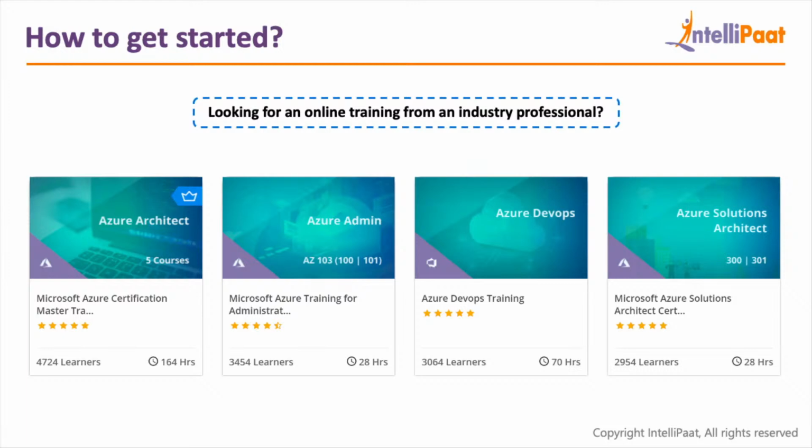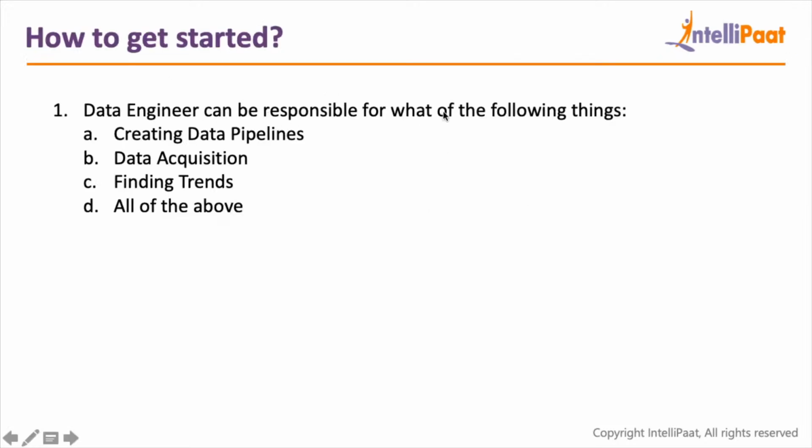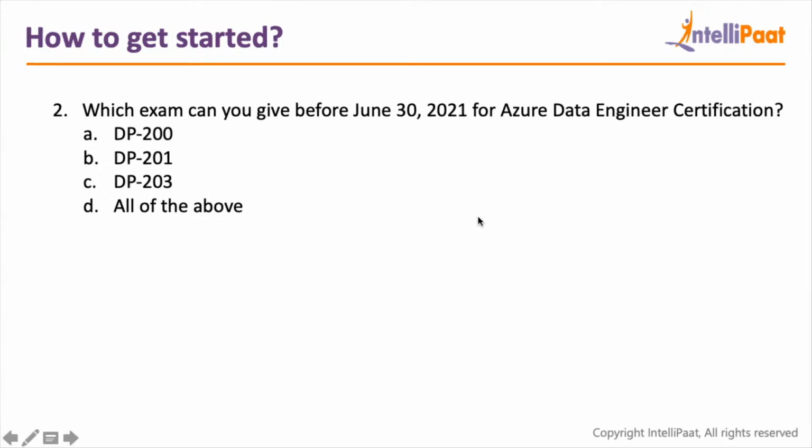Before he joins, guys, I have a quick quiz for you so that you can check how much you have understood in this session. The first question is: a data engineer can be responsible for which of the following things? Creating data pipelines, data acquisition, finding trends, or all of the above. Think about it and give your answer in the comment box below. The next question is: which exam can you give before June 30th, 2021 for the Azure Data Engineering Certification? The options are DP-200, DP-201, DP-203, or all of the above. Again, this is a good question. Think about it and answer it in the comment box below.